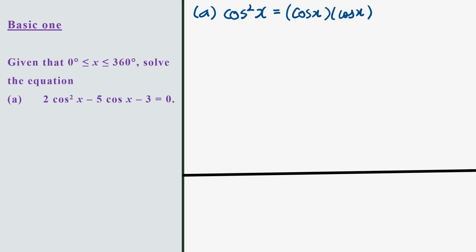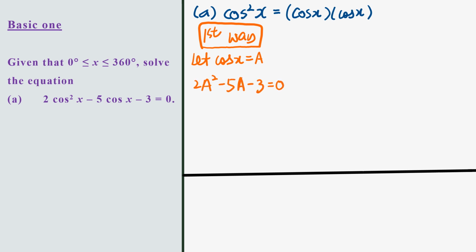All right, so the first method is to rewrite the equation into something that you are familiar with. So that is to let cosine x be represented by a letter a. And in this case, you will have 2a squared minus 5a minus 3 equals 0, which is something that you're familiar with. It's a quadratic equation.